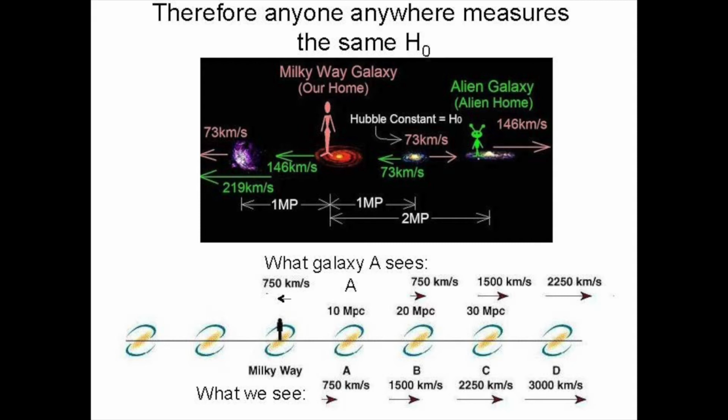But B compared to A is only 750. And C compared to us, we would measure 2250 kilometers per second. But A sees C moving at 1500 kilometers per second because it's only 20 megaparsecs from A, whereas it's 30 megaparsecs from the Milky Way. So that's, again, what's behind the Hubble law, that there's nothing special about our place in the universe, that anywhere in the universe we would measure this expansion.